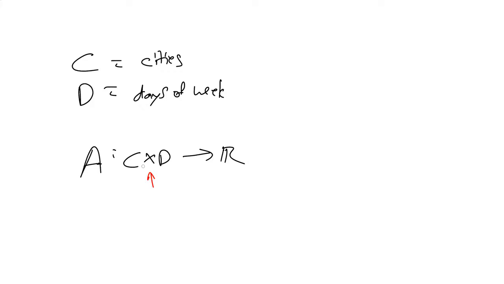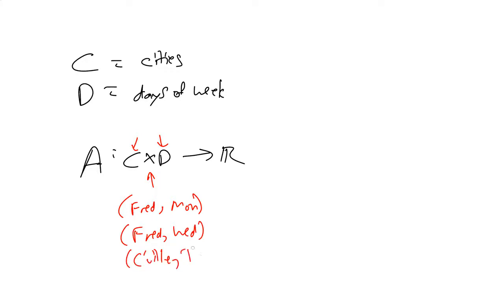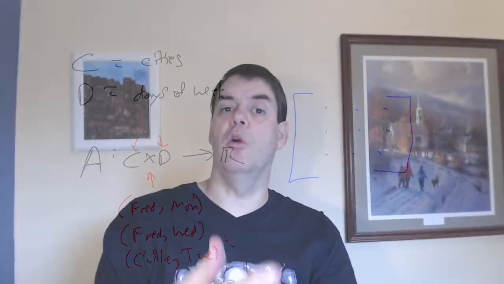What we're doing is saying, take every combination of an element from C and an element from D. So one such ordered pair is Fredericksburg, comma, Monday. Another element of the Cartesian product is Fredericksburg, comma, Wednesday. Another is Charlottesville, comma, Tuesday, etc. There are 9 of them, of course, and that's why in our matrix we had 9 elements, because for each combination of a city and a day of the week, we're going to have an element.